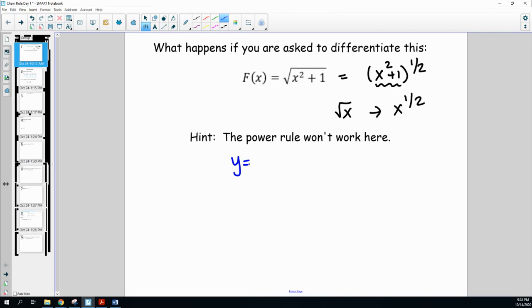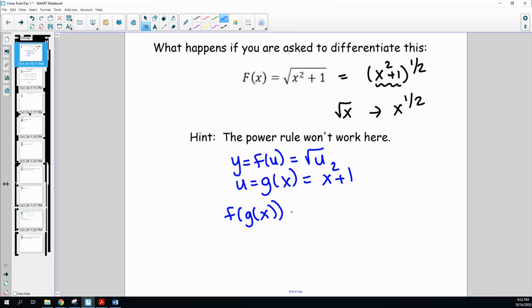So really there's some type of function. We're going to call y f of u, and this is the square root, right? So the square root of u. It's a square root of something, and then the something that's inside is your other function. Let's call that g of x, and that's x squared plus 1. So what we really have is a composition, f of g of x.